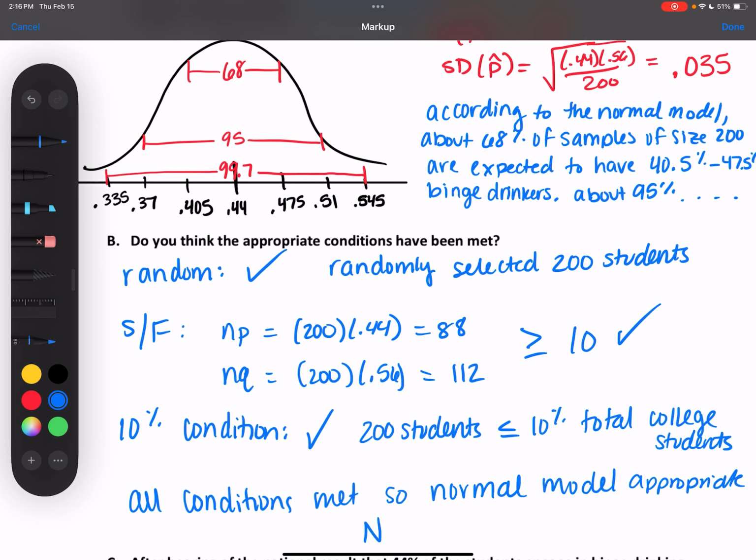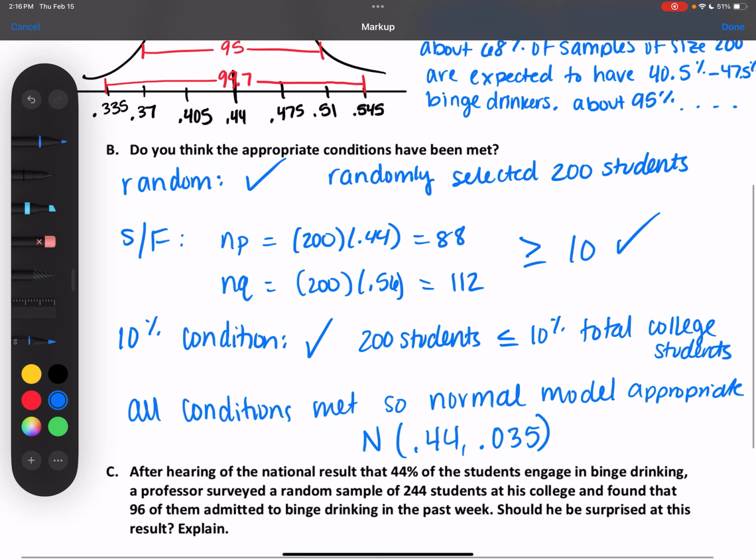And then we would write what that normal model would be, which would be 0.44 and 0.035. Like that.